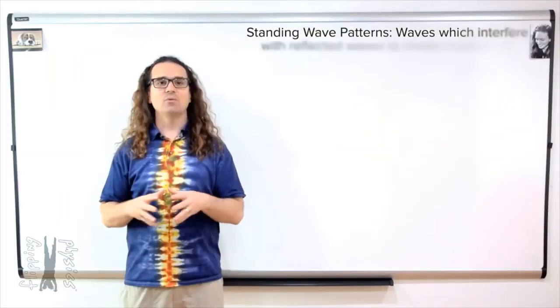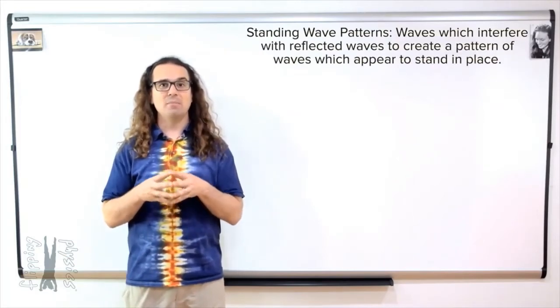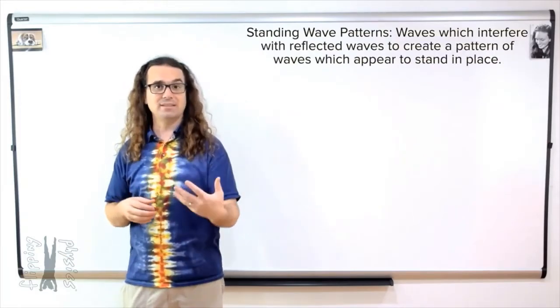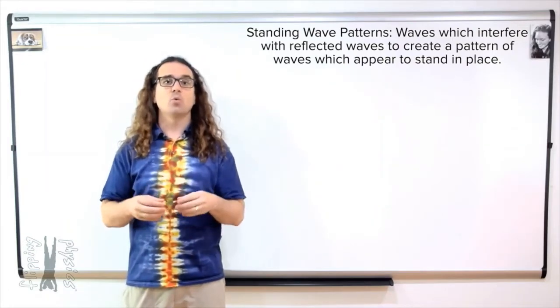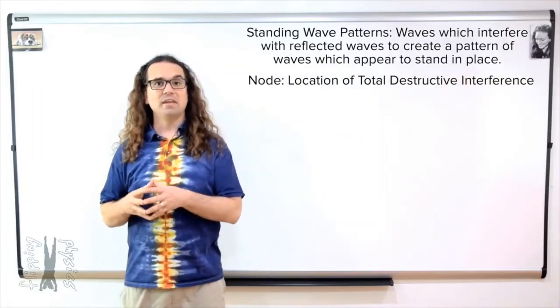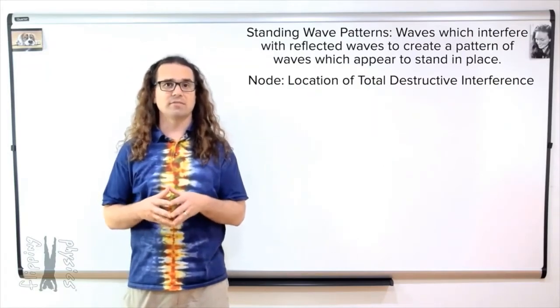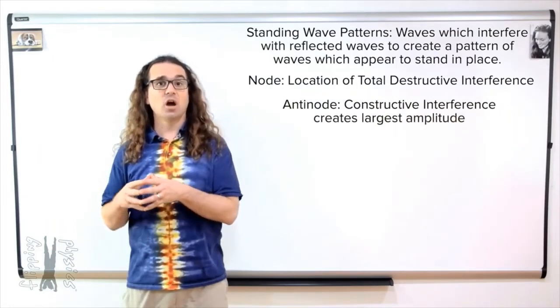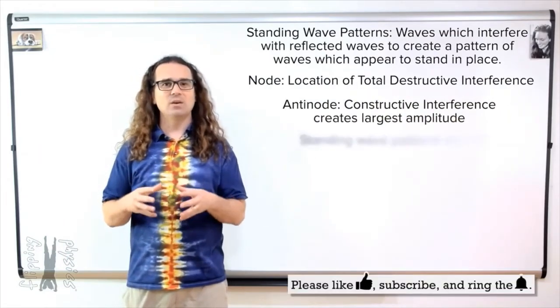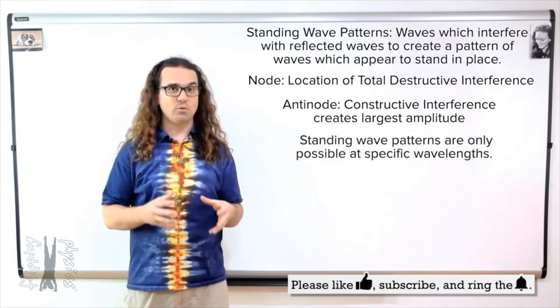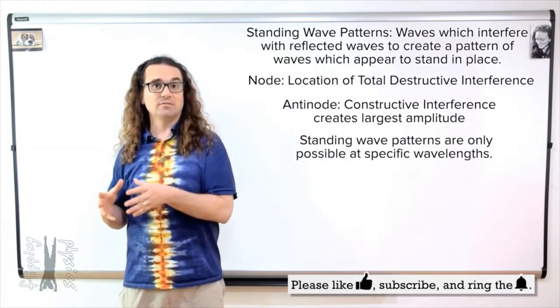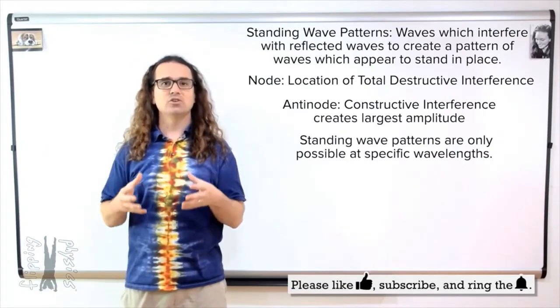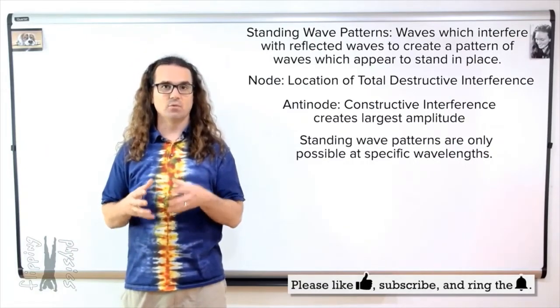In summary, standing wave patterns are waves generated in a medium which interfere with the waves which are reflected to create a pattern of waves which appear to stand in place. That's why they are called standing waves. Duh. Nodes are locations where the wave interferences cause total destructive interference. Antinodes are locations where the wave interferences cause constructive interference. And standing wave patterns are only possible at specific wavelengths, which create, in the case of nodes on either end of the medium, integer multiples of half wavelengths of the wave.